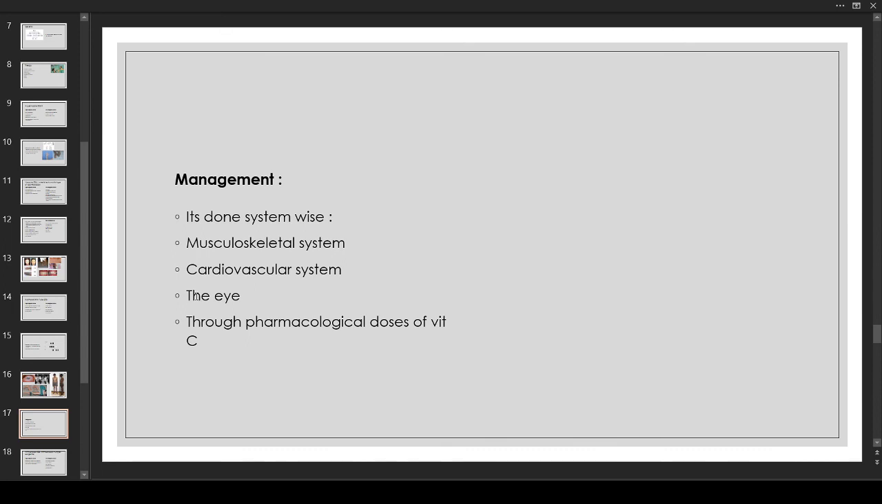The eye: routine ophthalmological examination for the management of myopia and early detection of retinal detachment and glaucoma. And through pharmacological doses of vitamin C, which is a cofactor of lysyl hydroxylase, which may help in this situation by a bit.